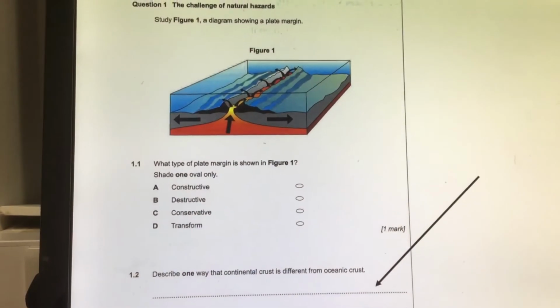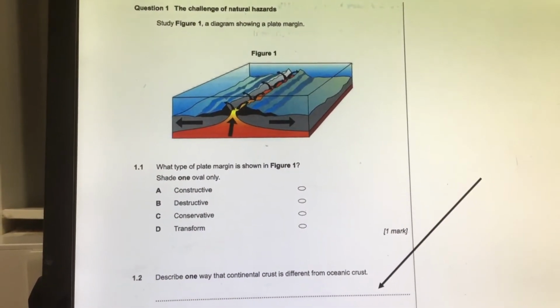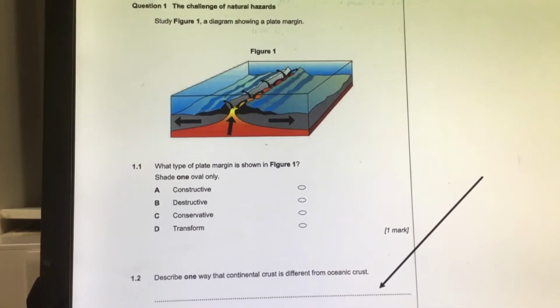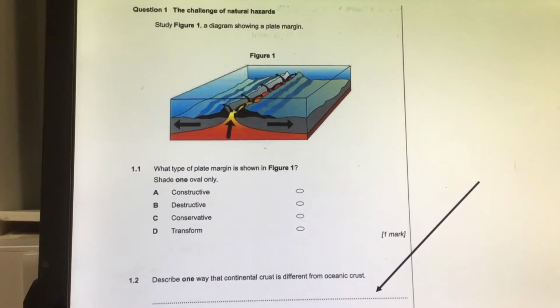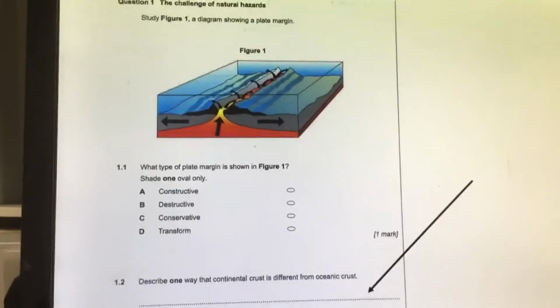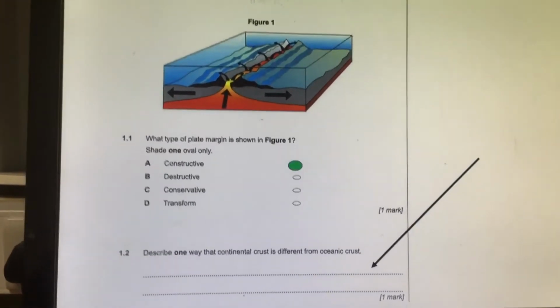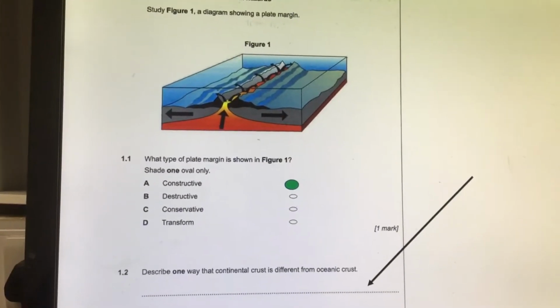Year 11 mock, paper 1, living with the physical environment. Here we go. Now then, this first question is literally just testing to see if you've done any revision. It says, which type of plate margin is shown in figure 1? Well, as I say, if you've done some revision, you will know that this is a constructive plate margin where two plates are moving away from each other.